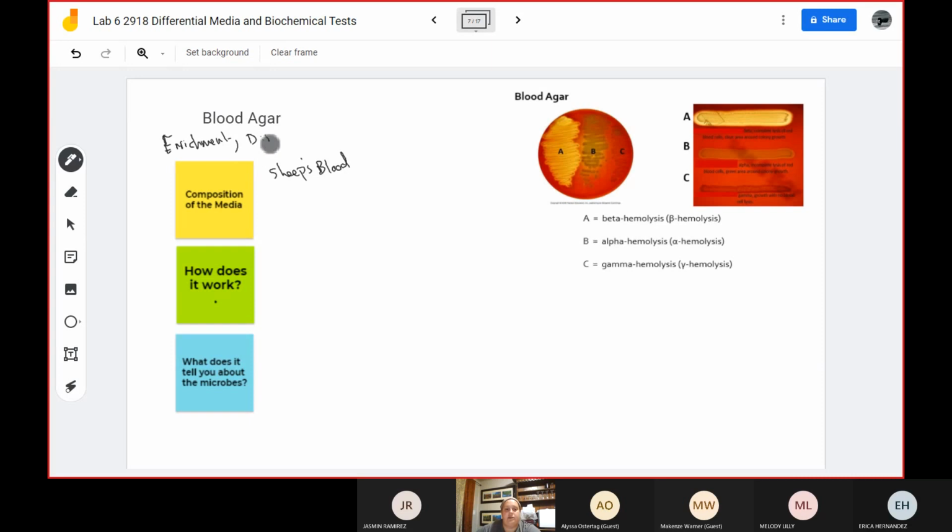It's also a differential media. So differential means that we can tell the difference between different groups of bacteria based on how they grow on this plate. So how does this work? The bacteria can grow on the plate, and you can differentiate based on hemolysis pattern.